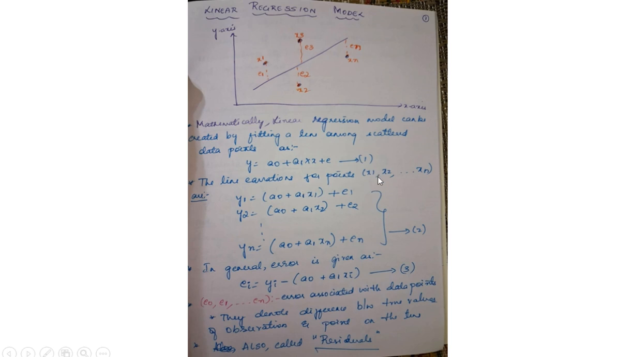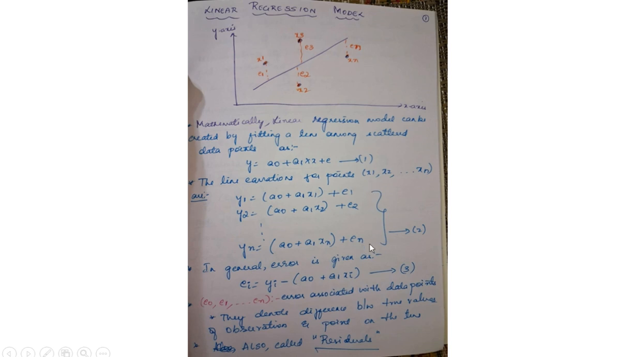Now suppose I have x values x1, x2, ..., xn, and y values y1, y2, ..., yn. Just write y1 is a0 plus a1 x1 plus e1, y2 is a0 plus a1 x2 plus e2, and so on. So basically for different values of x you get different values of y. a0 and a1 remain the same because they are the coefficients, and e1, e2, up to en are the residuals.